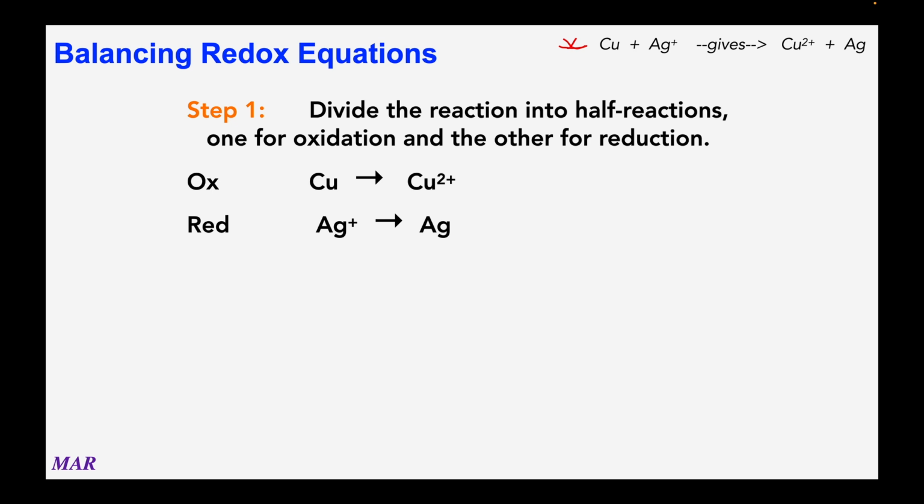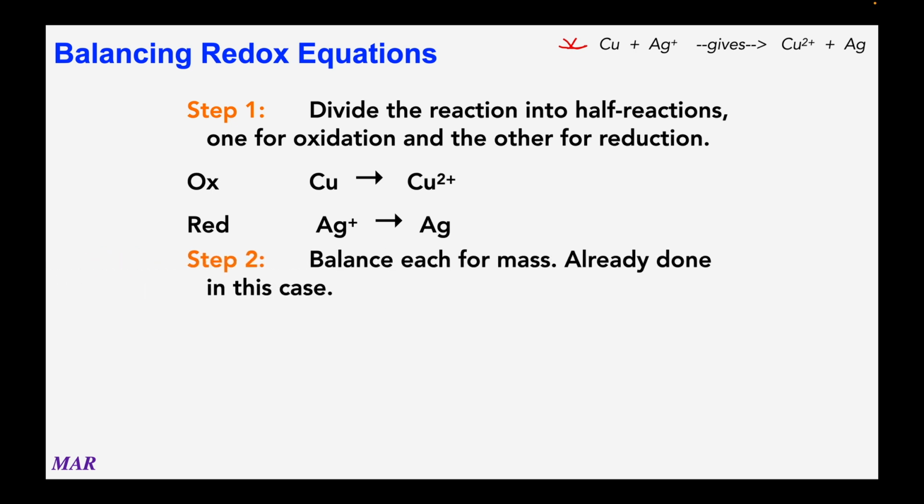Now I know, and you can probably figure out, that copper is being oxidized and silver plus is being reduced, but you really don't have to worry about that right now. I'll talk about that in a little bit. So you've got the two like species separated into half reactions. Next thing to do, you want to balance them for mass.